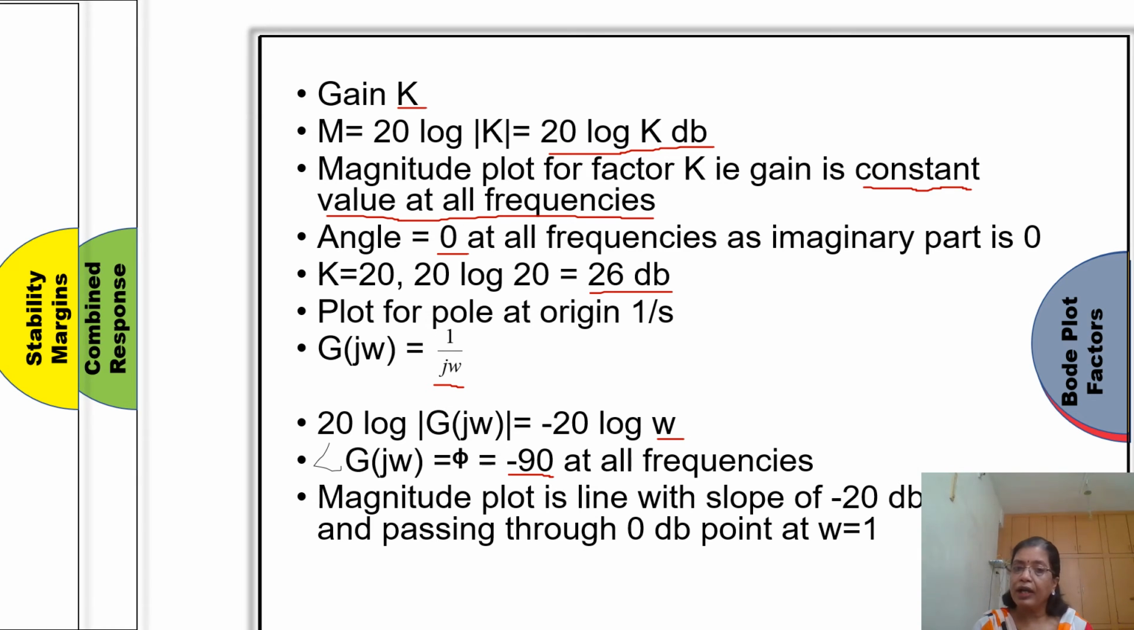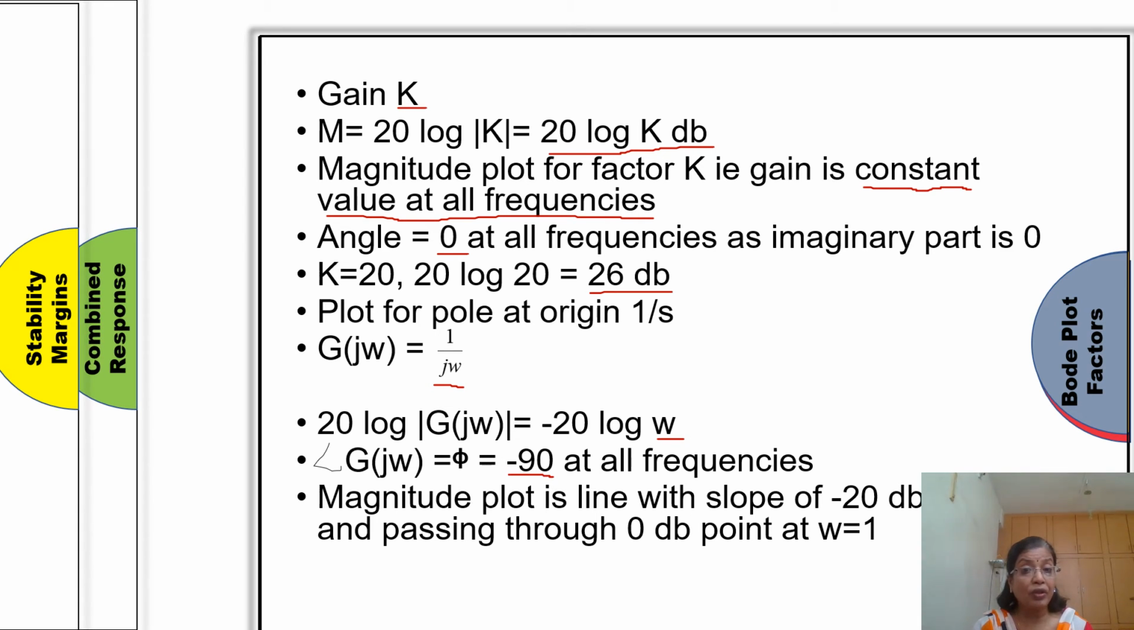What will happen at omega is equal to 10? Log of 10 to the base 10 is 1, we know, and therefore it will be minus 20 into 1, that is minus 20. If you go on finding out like that, you will see that this is nothing but a straight line. Now see here, at omega is equal to 1, the magnitude is 0. At omega is equal to 10, magnitude is minus 20.